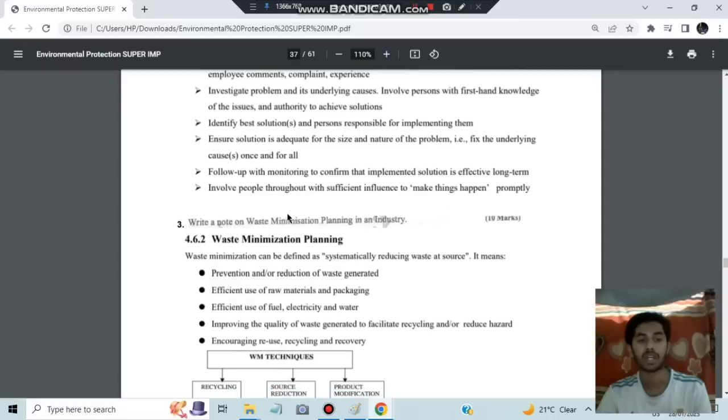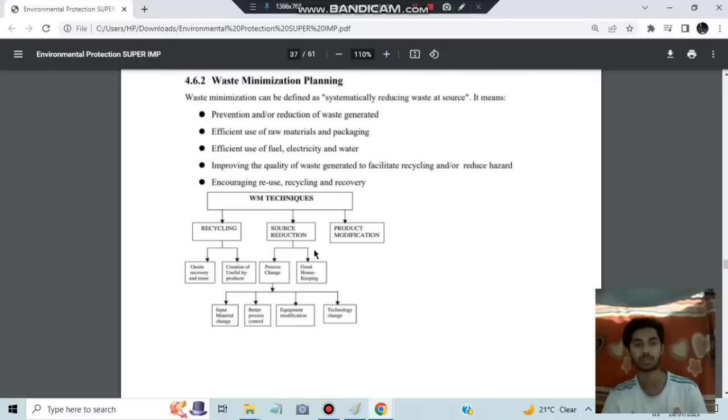Okay, next we have write a note on waste minimization planning in industry. Waste is there, you're minimizing the waste. How can you do that? Prevention, efficient use, improving quality, encourage reuse. Okay, so the diagram is given here. Waste techniques can be managed by recycling, source reduction, and product modification, and few more subcategories are there. Go through it.